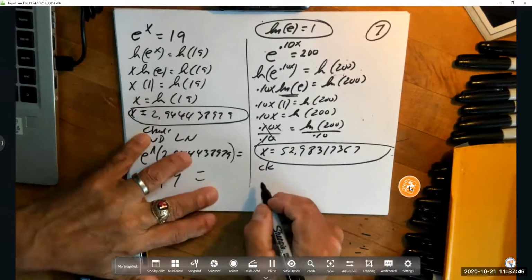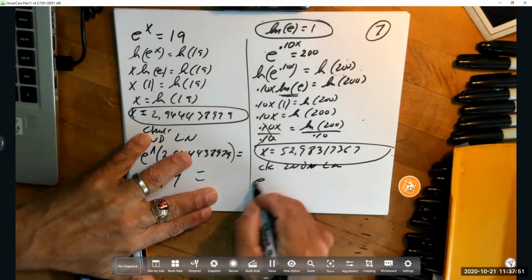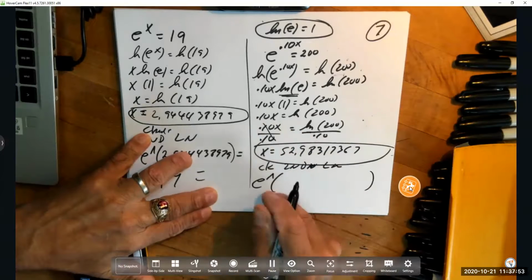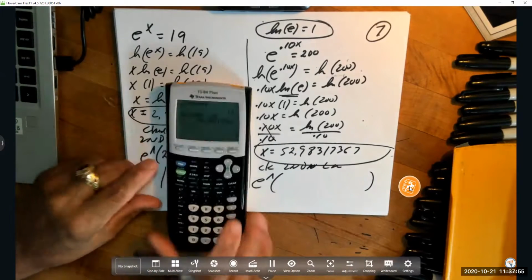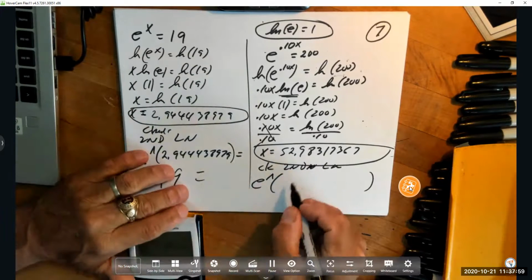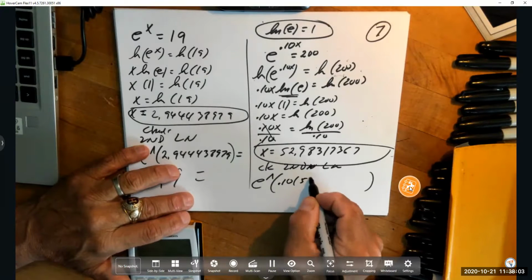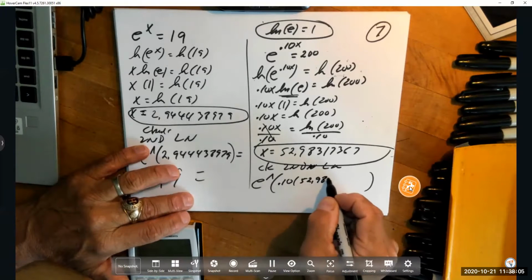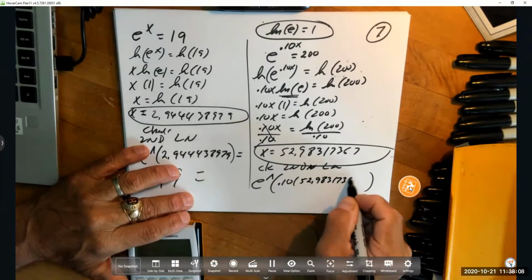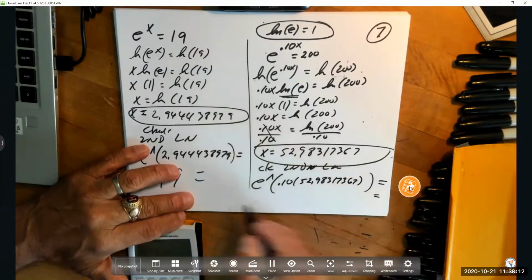You're going to go second ln. You're going to go e to the power. It's going to go second ln. Second ln. And up here, you're going to put that number. You're going to put 0.10 times that long number, 52.98, 31, 73, 67, close it. So put that in the calculator, so what'd you get?